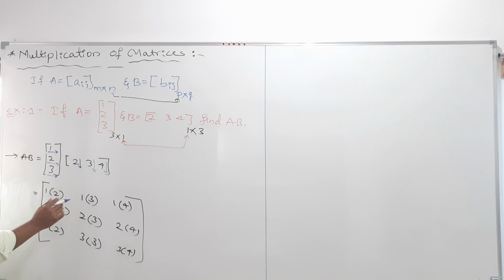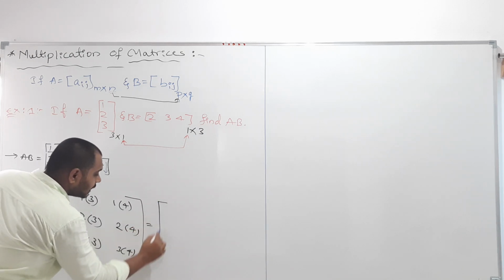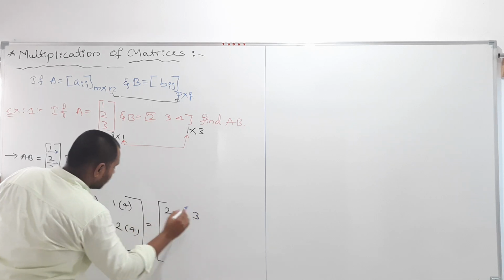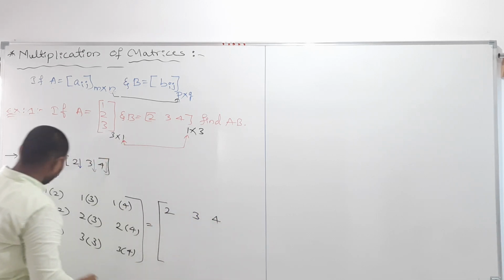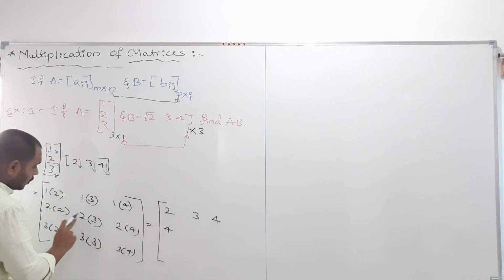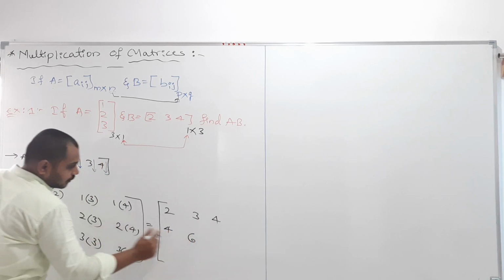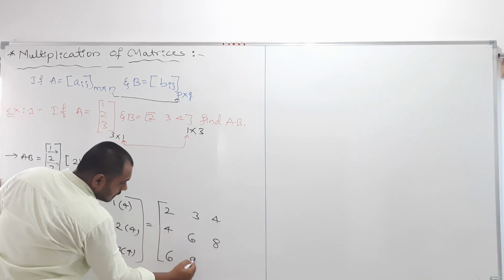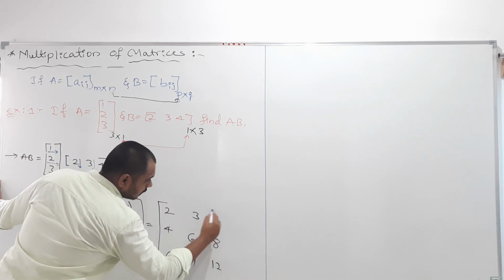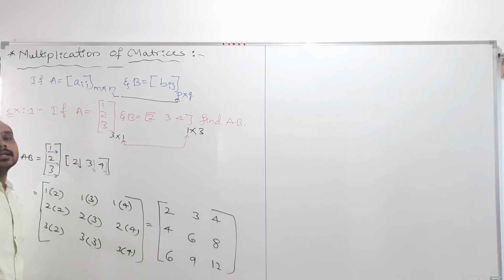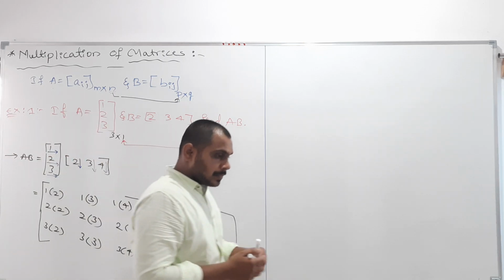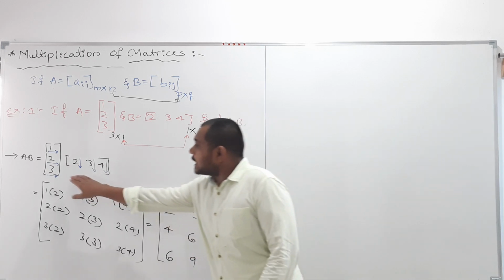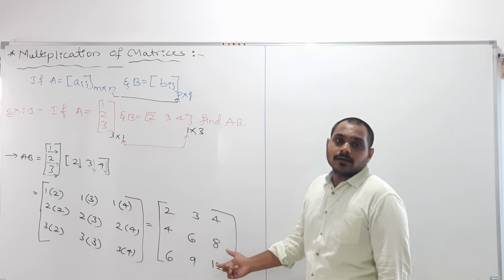So therefore now you can multiply these values. My dear students, 2 into 1 is 2, 1 into 3 is 3, 1 into 4 is 4. Next, 2 2s are 4, 2 3s are 6, 2 4s are 8, 3 2s are 6, 3 3s are 9, 3 4s are 12. So therefore, this is your resultant matrix, whatever answer I am getting, that is our required matrix after multiplying A and B.